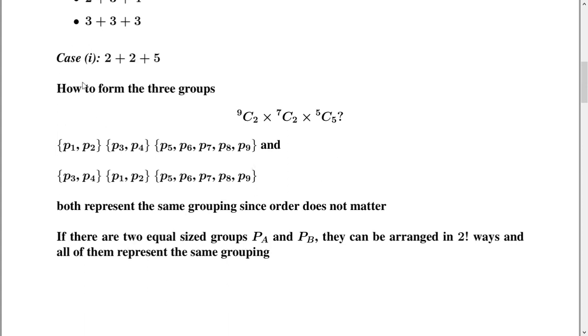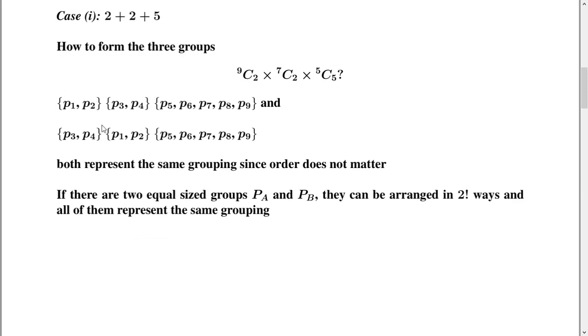Let's consider the first case, 2 plus 2 plus 5. In how many ways can you form such groups of 2, 2 and 5? There are 9C2 ways of choosing 2 people out of 9, times 7C2 ways of choosing 2 people out of the remaining 7, and finally 5C5 ways of choosing 5 people out of the remaining 5. So the product of all this would give us the number of groupings, right?